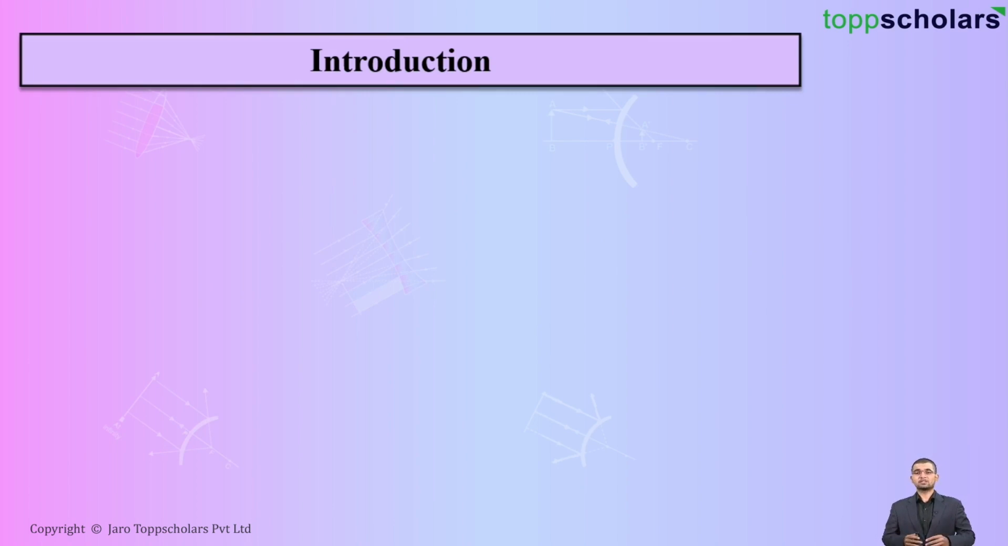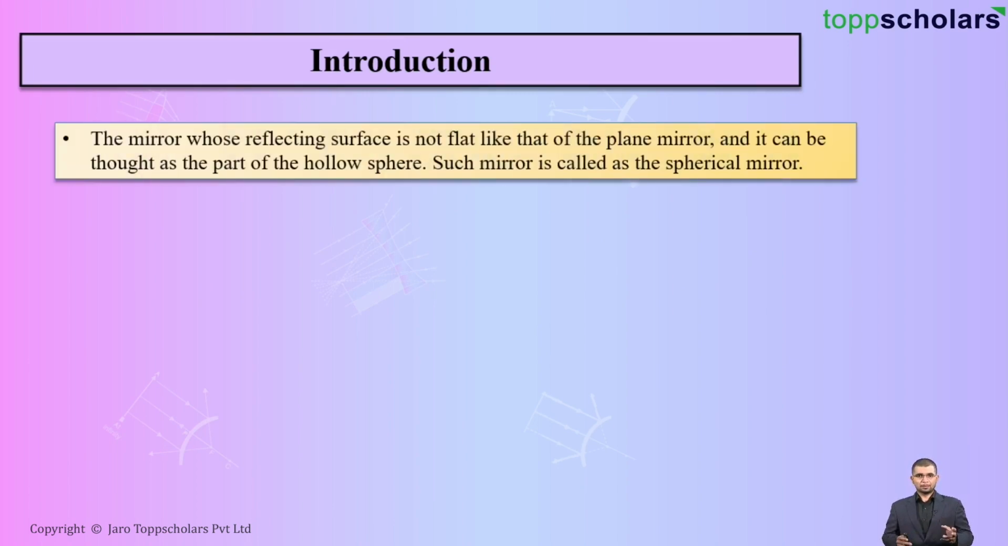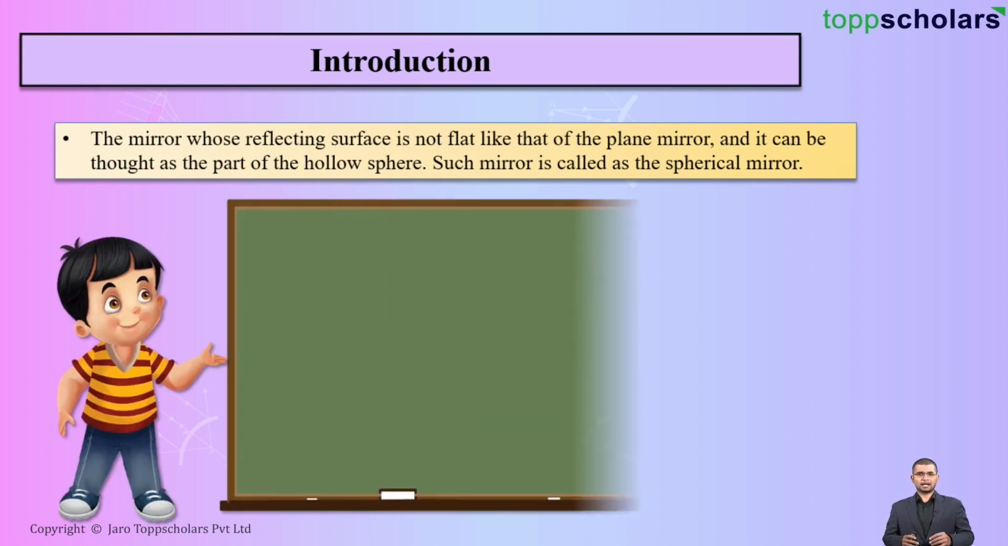What do you mean by spherical mirrors, students? The mirror whose reflecting surface is not flat like that of a plane mirror. It can be thought of as a part of a hollow sphere. Such a mirror, students, is called a spherical mirror. Let's understand this with a diagram.